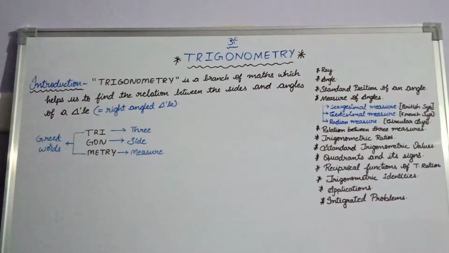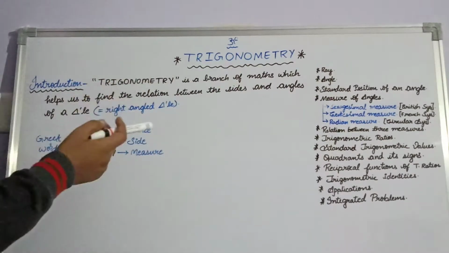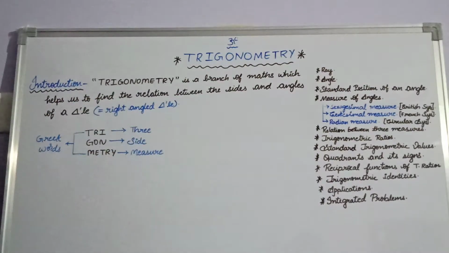Okay, basically trigonometry is divided into 3 topics. Those are trigonometric ratios, compound angles, submultiple and multiple angles. First we must know what is trigonometry. Trigonometry is a branch of maths which helps us to find the relation between the sides and angles of a triangle. If we have 3 sides and 3 angles of a triangle, it is trigonometry which helps us to know the relation between them.